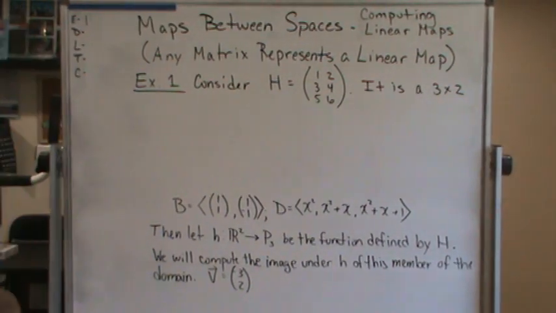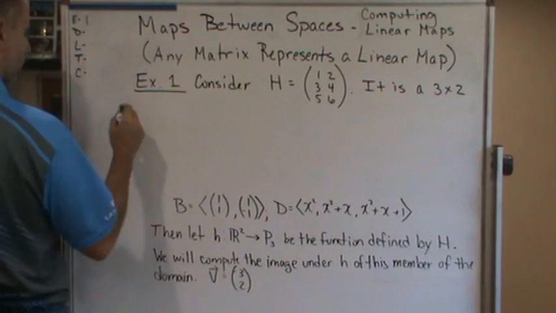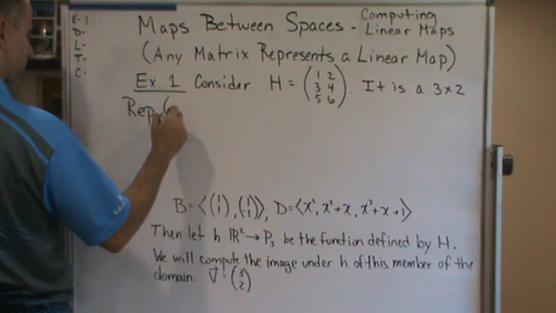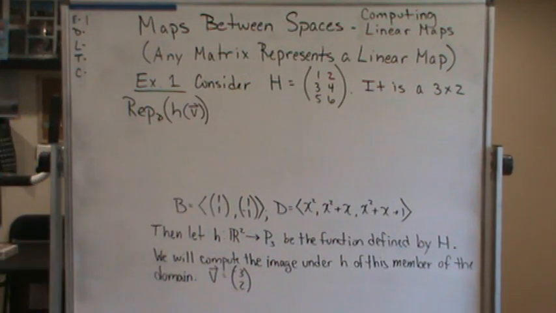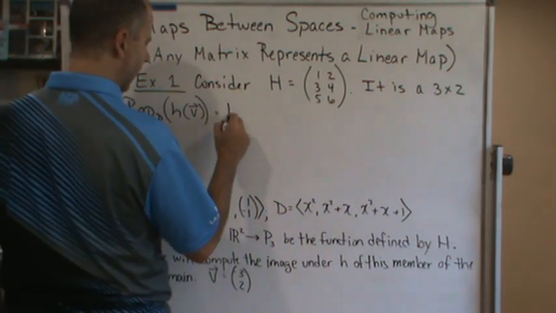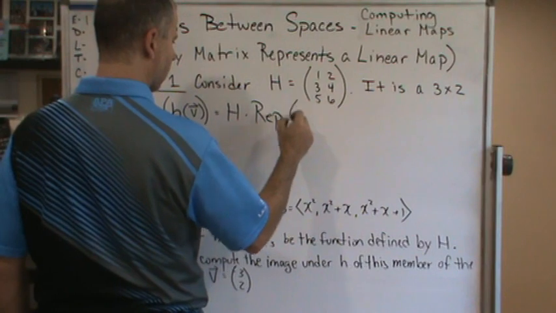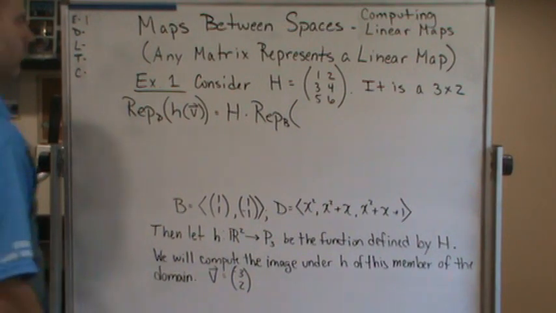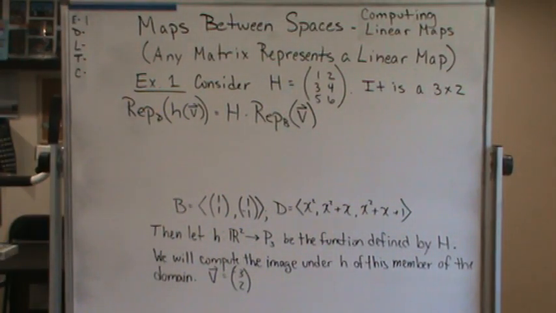Now we're going to take our vector and write the representation with respect to D of H of V. And that's going to be H times the representation with respect to B of V.